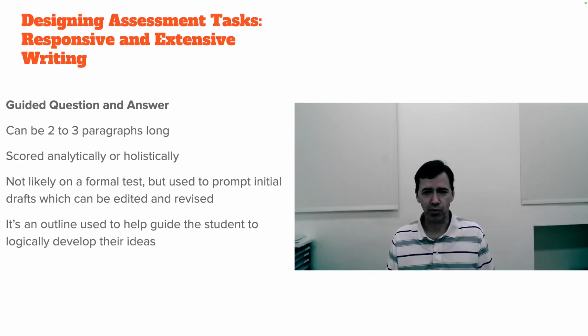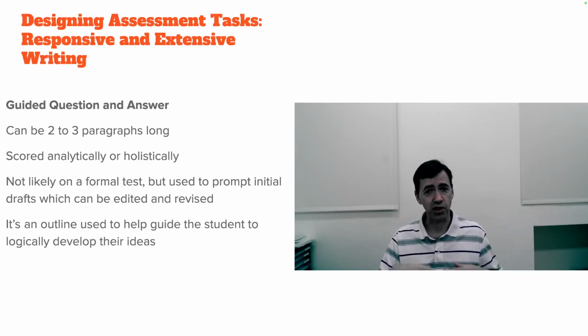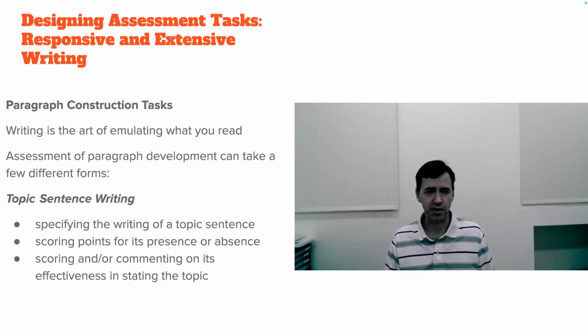It's usually used to prompt initial drafts, which later can be edited and revised. When you write an essay, you won't write it based on 7 questions, but you can use those 7 questions to get all the information you need to write your essay. So basically, it's an outline that's used to help guide the student to logically develop their ideas.